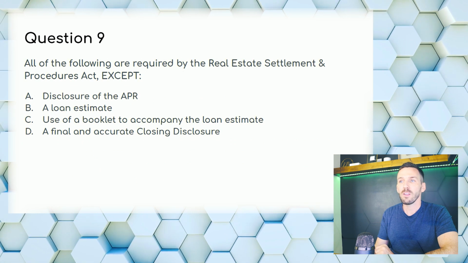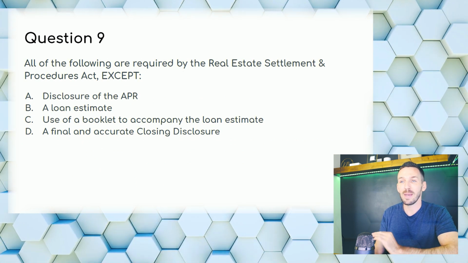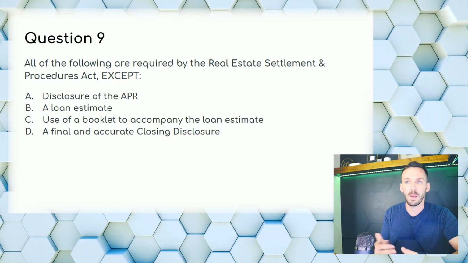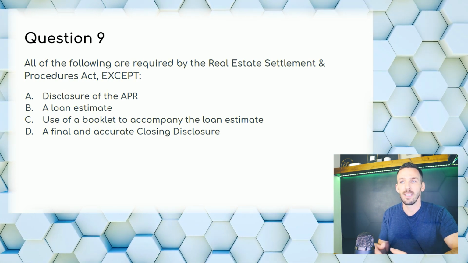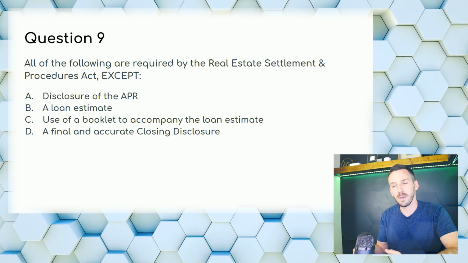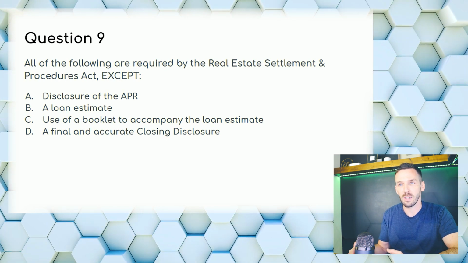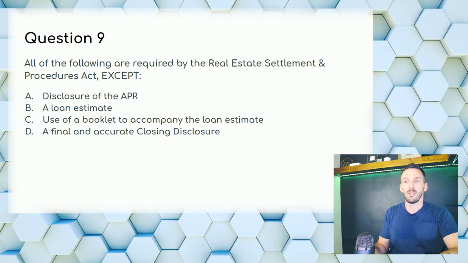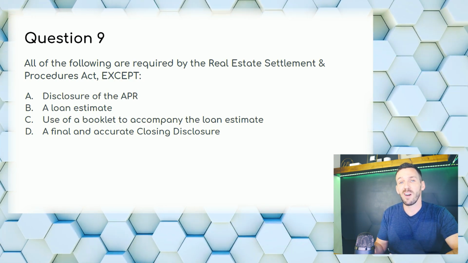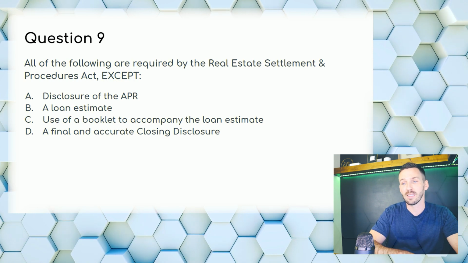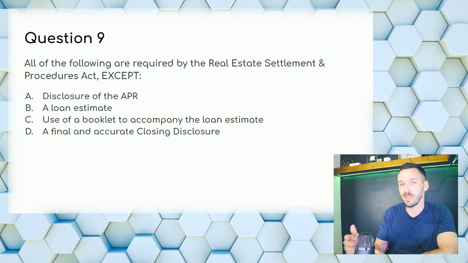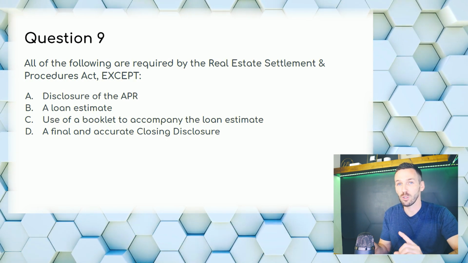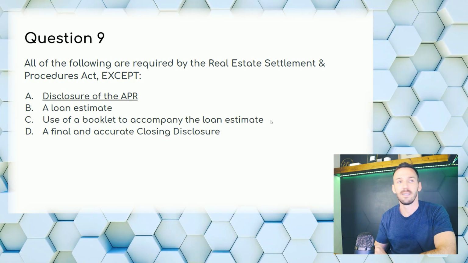Question 9. All of the following are required by the Real Estate Settlement and Procedures Act except A, disclosure of the APR, B, a loan estimate, C, use of a booklet to accompany the loan estimate, or D, a final and accurate closing disclosure. So RESPA does require lenders to provide disclosures and loan estimates. So APR is the only real answer here. APR is under the TILA, the Truth in Lending Act.